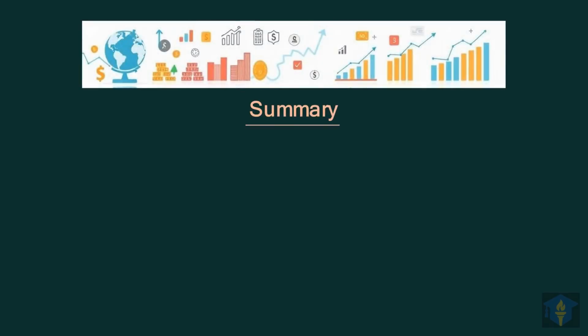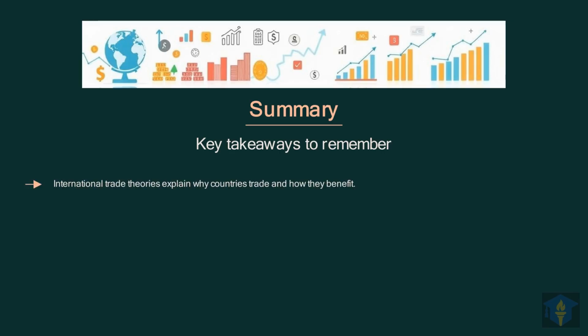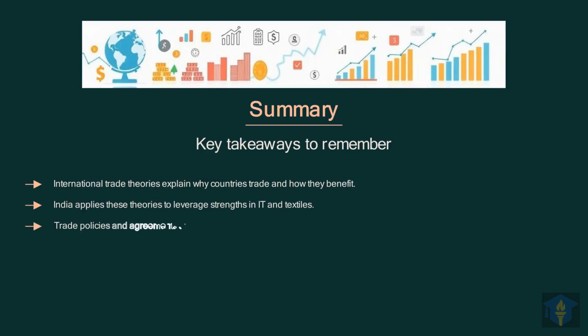Let's now summarize the key concepts and important topics we've covered in this lecture. Here are the essential takeaways that you should remember from our discussion today. International trade theories explain why countries engage in trade and the mutual benefits they gain. India effectively applies these theories, leveraging its strengths in sectors like IT and textiles for economic growth. Trade policies and international agreements are crucial for shaping economic development and global integration.